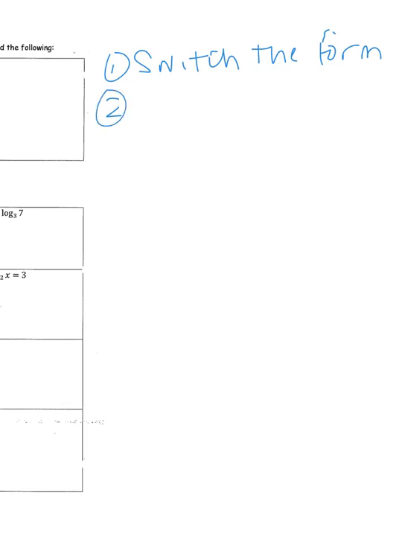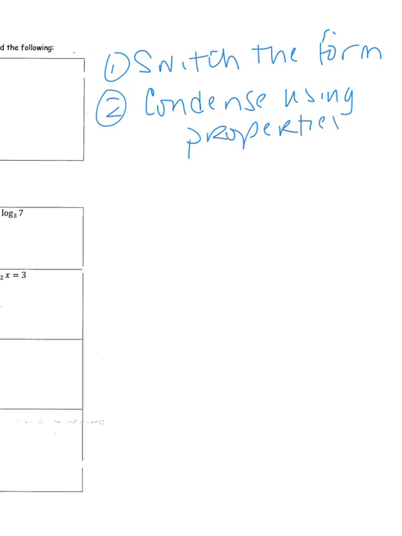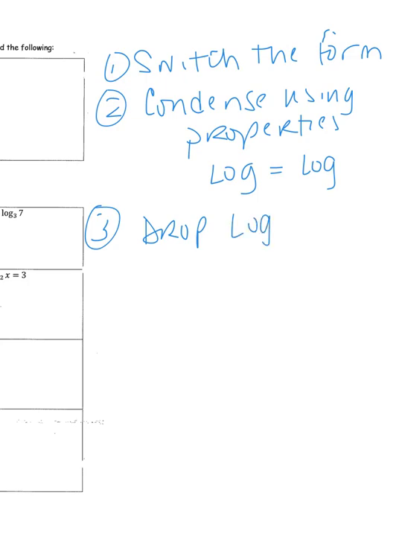The second way is what we're going to do today. We're going to condense the equation using properties. The goal of this step is to get 1 log on the left equals 1 log on the right. And when this happens, then we can drop our logs and solve the parts that are left over. Step 3 would be to drop the logs. If I have 1 log on the left and 1 log on the right, I can drop the log in the base, and then we just solve the equation that's left.